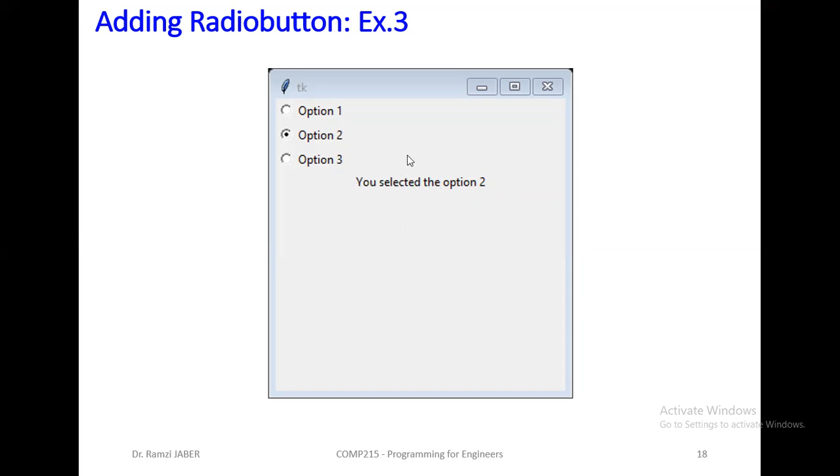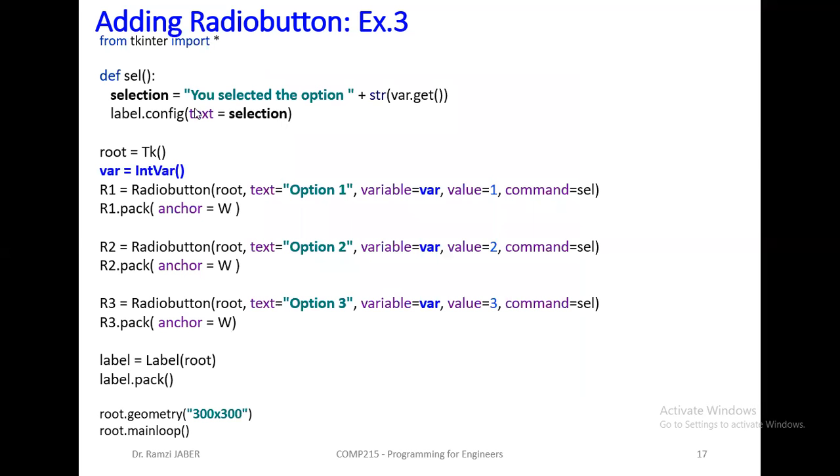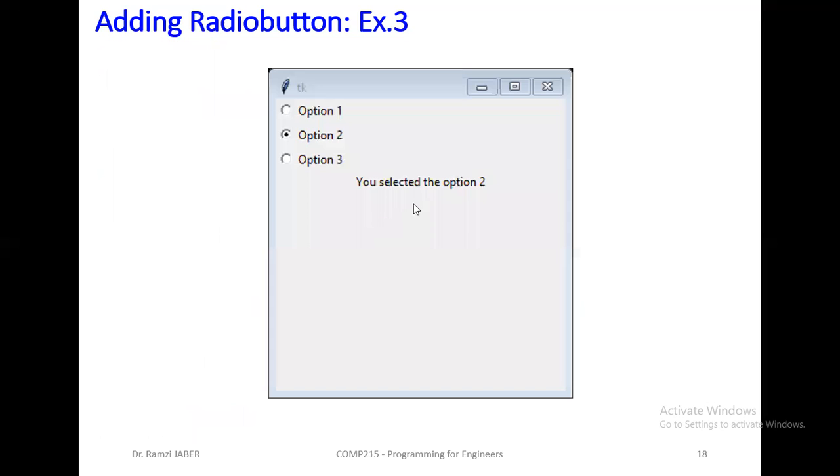Label.config, it's a label. You can call it inside the function, label.config. So here you can write your text by configuration. Config means configuration. It's not a static label, it's a dynamic label. So in a dynamic label, we put label.config. The selection text shows which option you selected, one, two, or three. If you click option one, the number will be one, two, or three, okay?